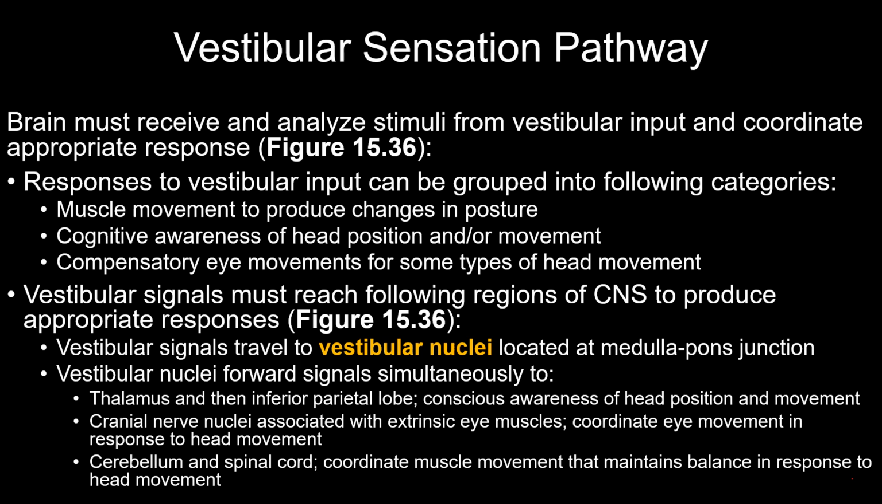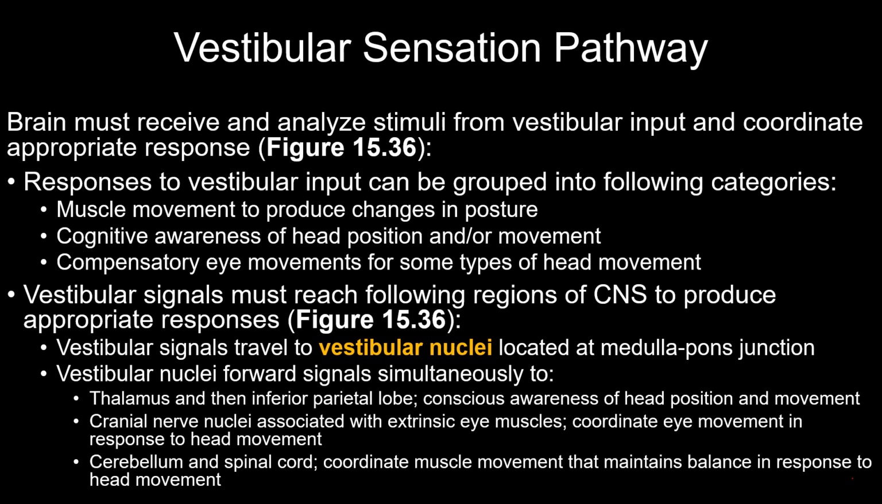Let's say you're off balance and you're about to fall. Flailing your arms, when you're doing that, is one of these types of responses to avoid falling when you trip. You can increase cognitive awareness of head position or movement, or you can respond by using compensatory eye movements. Your eye motions can compensate for some of the head movement.